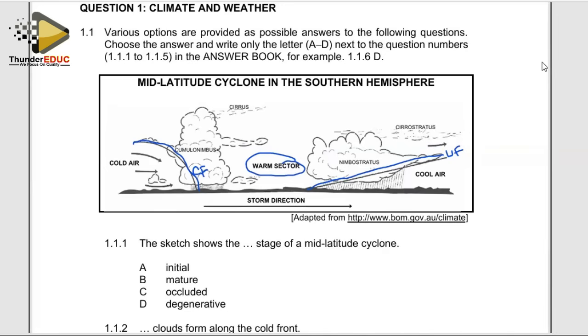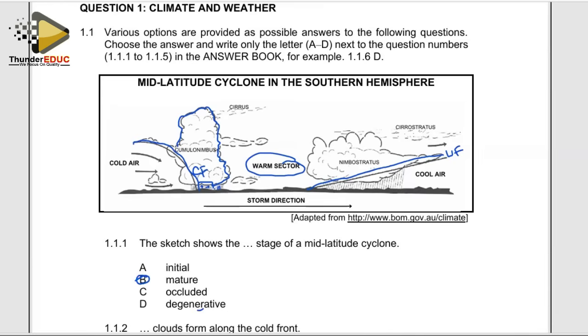And because of the movement of the cold front towards the warm front, there is an upliftment of the warm air in the warm sector that gives rise to the formation of these towering cumulonimbus clouds that produce heavy rainfall just ahead of the cold front. So which stage of development is this? Is it an initial stage, mature, occluded, or degenerative? Automatically, the correct response there is the mature stage.